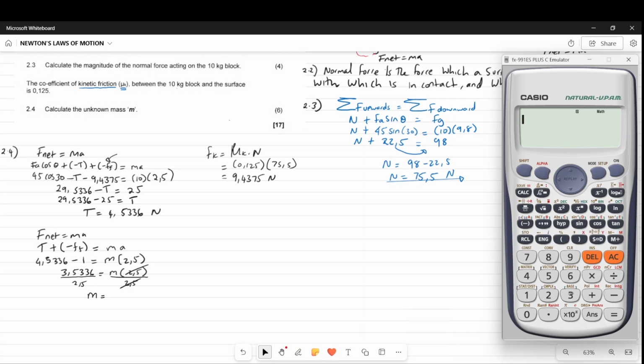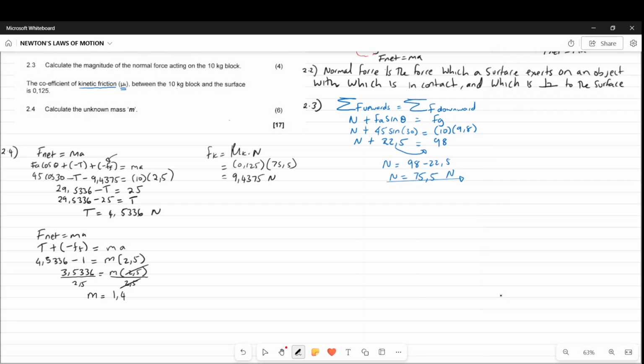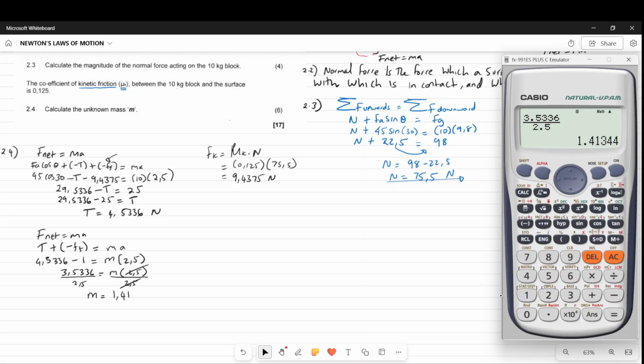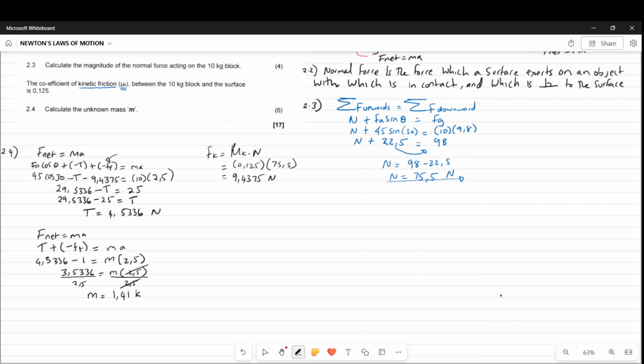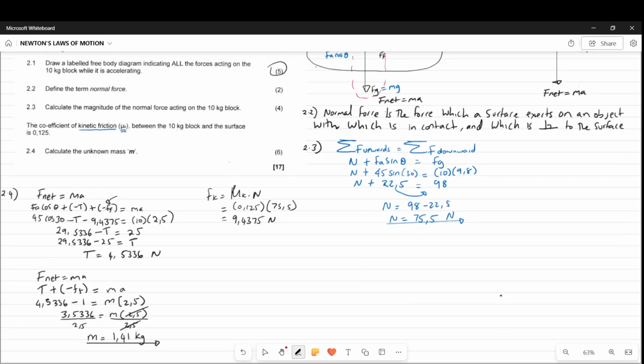So mass will be equal to, let's calculate that, 3,5336 all over 2,5, which will give us 1,41 kgs. This is mass, and please don't forget your SI unit. And this will be our final answer, right?